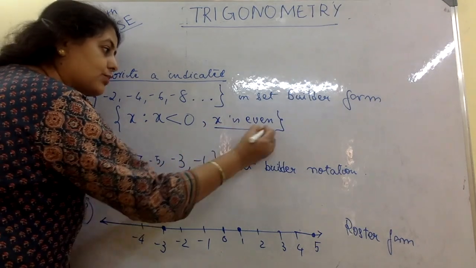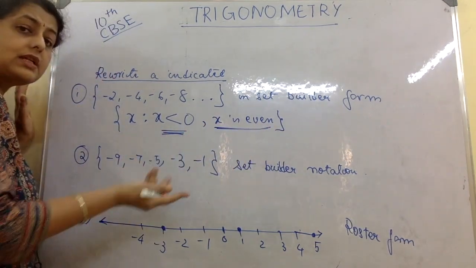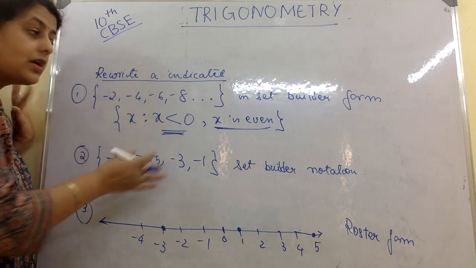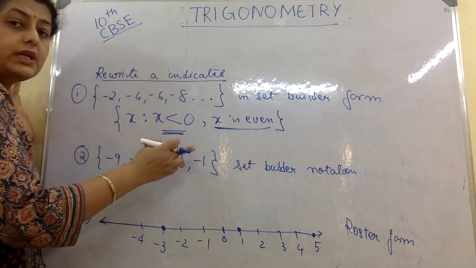So you can write small conditions like this, and these are very much important. x has to be less than 0 all the time. For all the values, x has to be less than 0. For all the values, x has to be even.